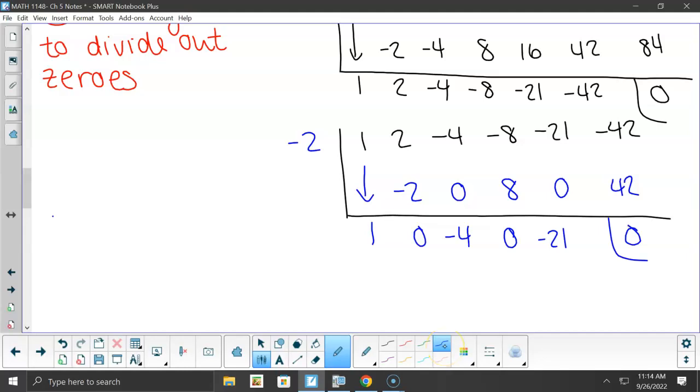So for this one, I've got something, but it's quadratic in form. Alright, so if you had me last year, remember we did U subs? So this is technically x to the 4th minus 4x squared minus 21.